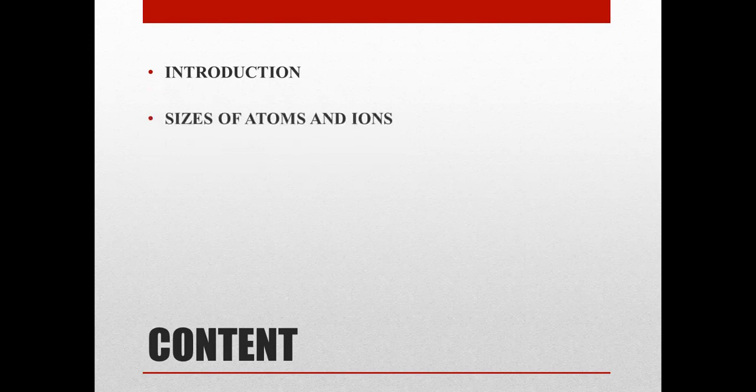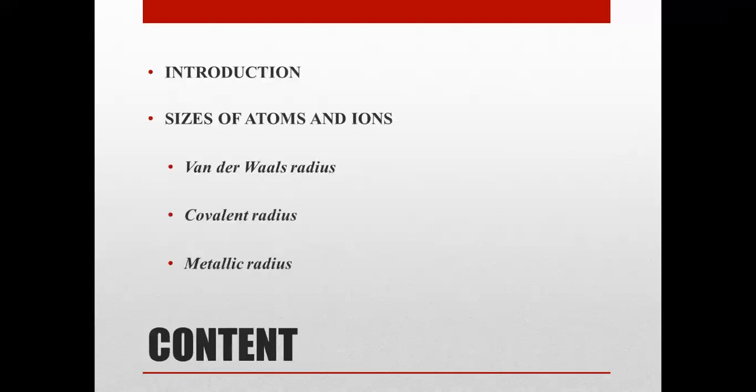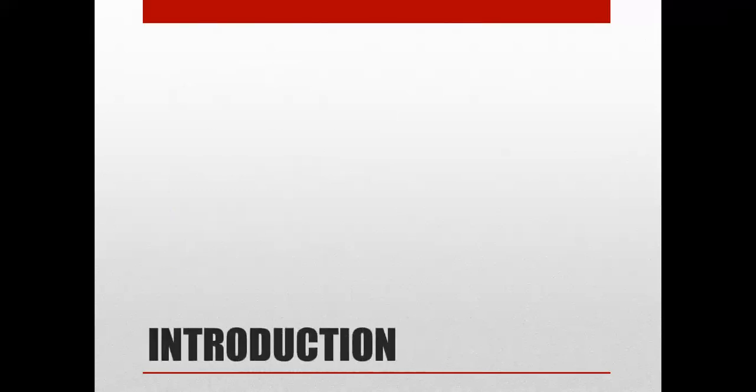Of course, we want to see what the contents are, right? So here I'm going to give the introduction about the periodic trends and how the s and p block elements are shown. And second, the major one, the size of the atoms and ions according to the periodic trends. Under the size of the atoms and ions, there are three things we are going to study. The first one is the van der Waals radius. The second one is the covalent radius. The third one is the metallic radius. So now we will move on to the introduction.